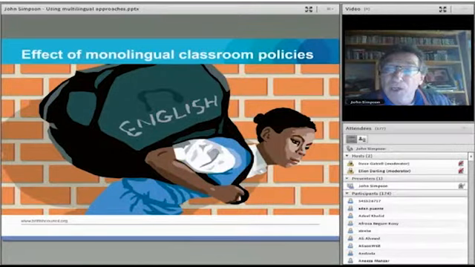So what does that actually mean, to enforce these monolingual classroom policies? It puts this very heavy burden on English and everything through English, and I hope you'll agree that that's an interesting visual to represent that burden, or the enormity of the challenge given to learners in not being allowed to use their own languages to support learning another language or learning another subject.